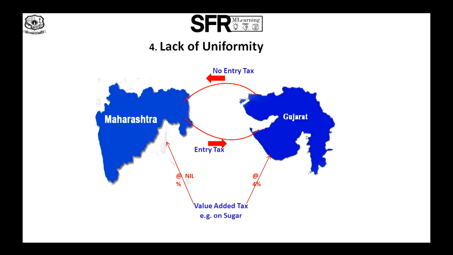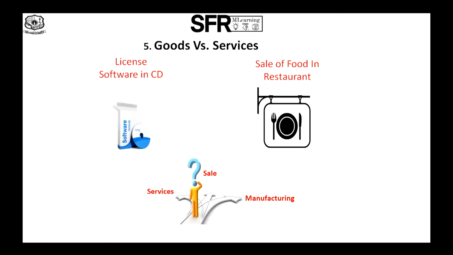Lack of uniformity among different states in India was the problem in the earlier tax regime. Here is the example. When goods are passed from Gujarat to Maharashtra, no entry tax is levied by the government of Maharashtra, but entry tax will be levied by the Gujarat government. So, this kind of lack of uniformity is avoided by the introduction of GST. There was a serious complication in identifying whether it is a good or service. Such complications were put to an end by the introduction of GST.